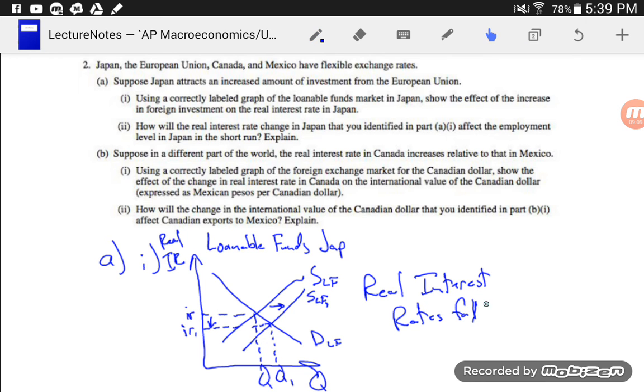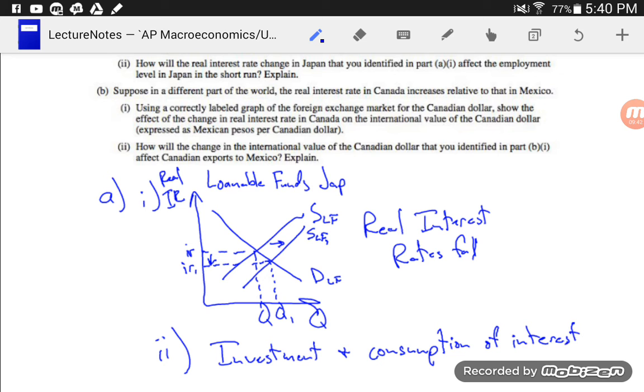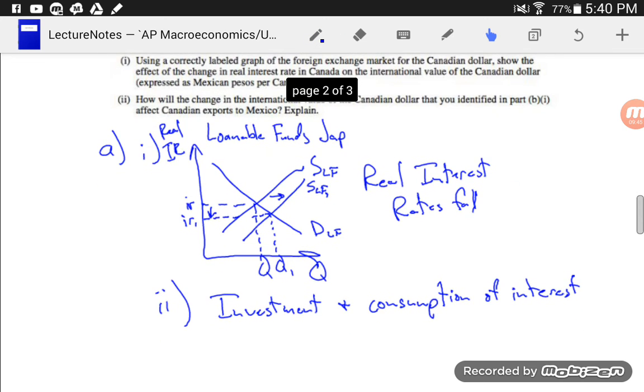Part 2. How will real interest rates change in Japan, that I identified here, them falling, affect the employment level in Japan? Well, if interest rates are falling, investment and consumption of interest-sensitive things like cars. People take out loans to buy cars, so if you have a lower interest rate, people buy more cars.